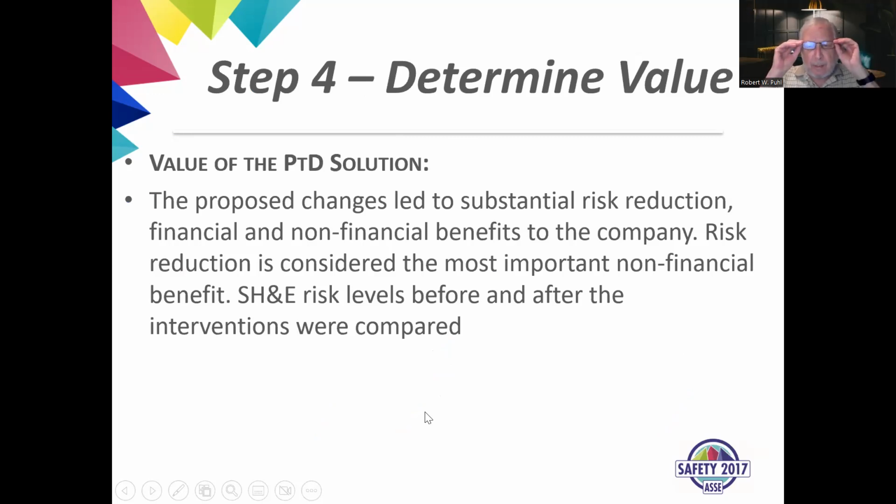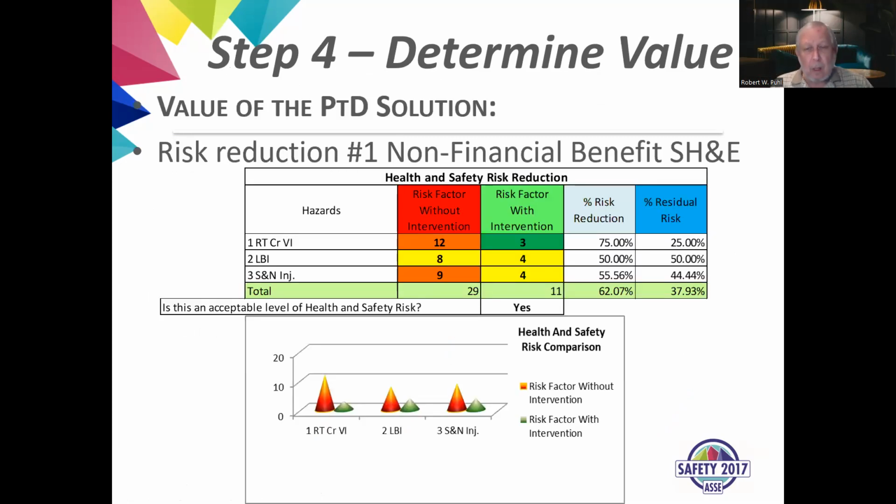The proposed changes led to substantial risk reduction, financial and non-financial benefits to the company. Risk reduction is considered the most important non-financial benefit. SHD risk levels before and after the interventions were compared. I don't know how that would be considered non-financial, because if your risk is reduced, your accidents are reduced, and all the costs that go with an accident, downtime, lost time, training people, quality, are humongous.